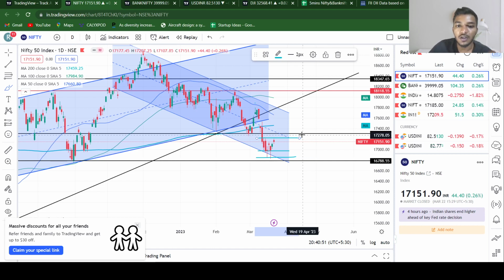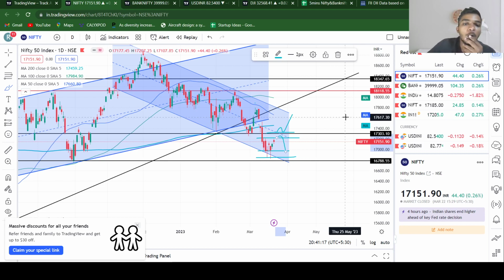So the market didn't give a move on the downside as well as on the upside. The upside resistances are 17,200 as well as 17,300. If the market crosses 17,300, it could touch the top of the channel, but if it doesn't cross 17,300, then we could see a fall in Nifty again, and we might test 17,000 as well as 16,800 as support. If 16,800 breaks, then we could see more fall in Nifty, around 16,500 to 16,100.